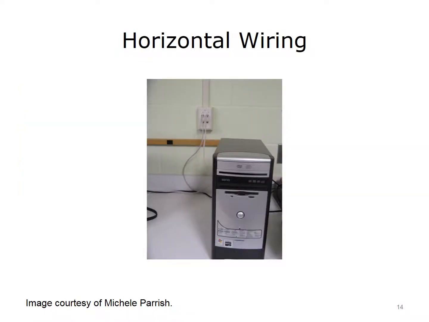Slide 14. Horizontal wiring extends from the work area telecommunications information outlet to the telecommunications closet. This wiring is generally run in the walls, floor, or ceiling. An example would be a multi-floor hospital with a telecommunications closet on every floor wired to an equipment room on the ground floor.